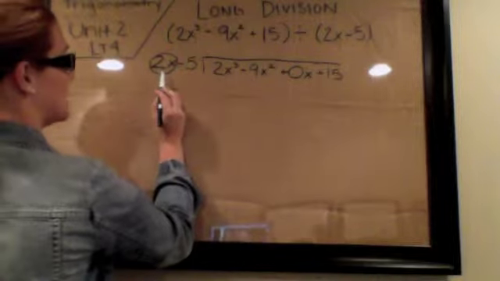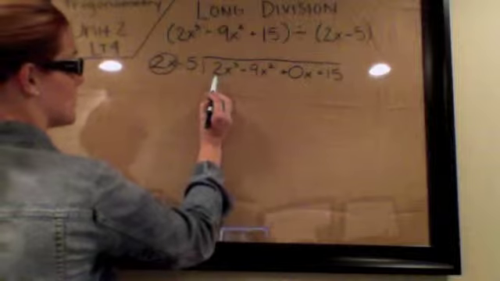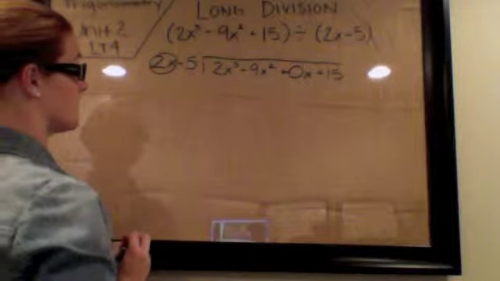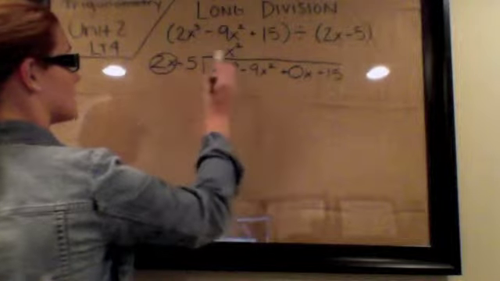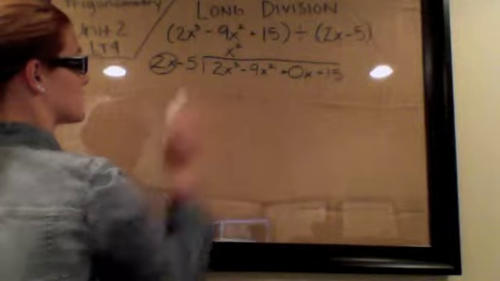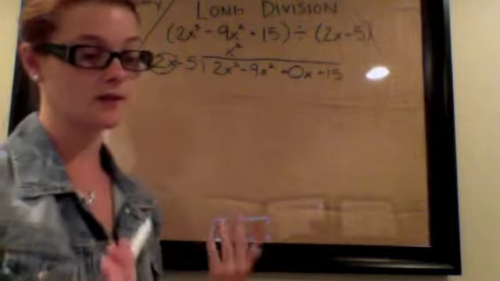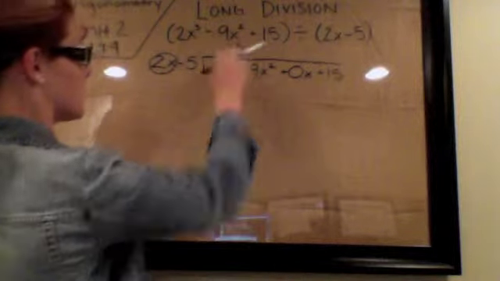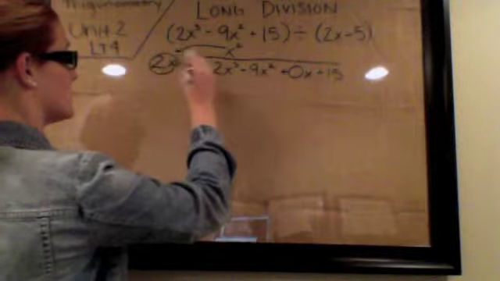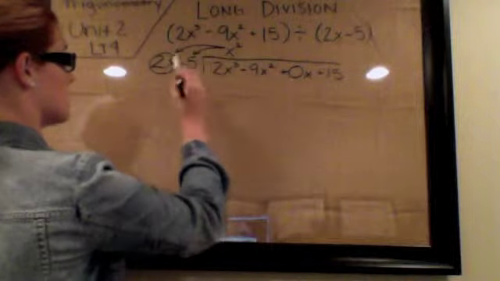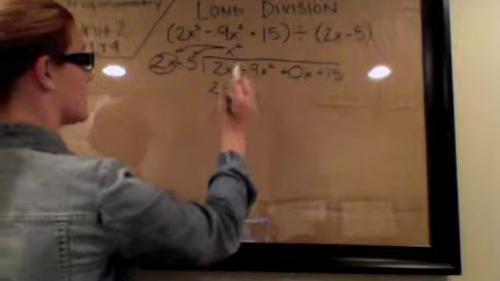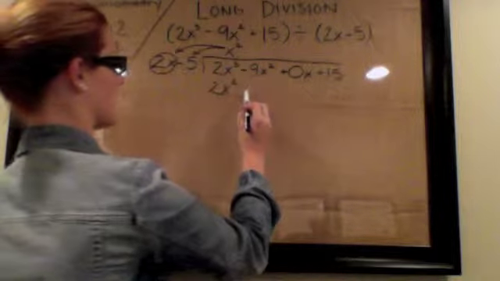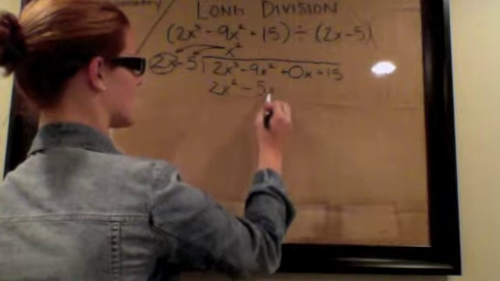First thing I do with long division is I look at my 2x, and I ask myself, how many times does 2x go into my first term of 2x cubed? Well, the answer would be x squared. 2x times x squared will get me 2x cubed. Now, I take this term x squared and distribute it into both of my first terms. So, x squared times 2x gets me 2x cubed, and x squared times negative 5 gets me minus 5x squared.